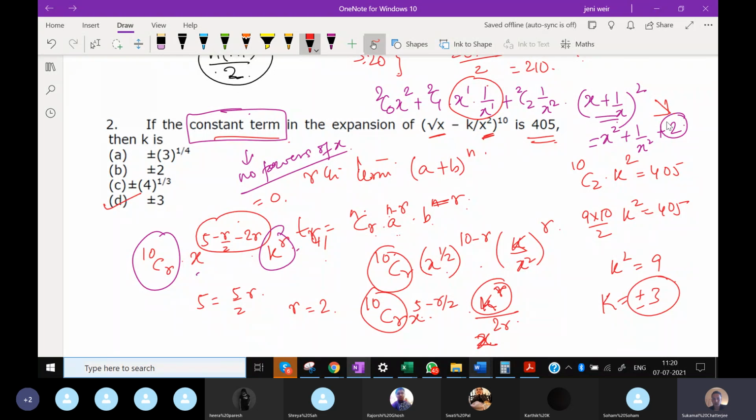If you have to find the constant term, find the r plus 1th term and equate the power of x equal to 0. From there, you can find the value of r and then put that value of r in the coefficient. That will give you the value of the coefficient.